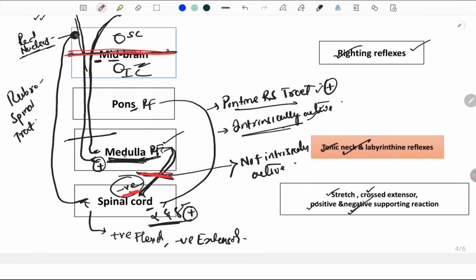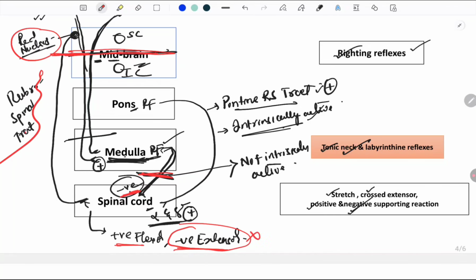Secondly, the lesion is also interrupting which tract? The rubrospinal tract. And what did the rubrospinal tract do? It facilitated the flexor muscles and it inhibited the extensor muscles. So when it is damaged, what is going to happen? The inhibitory influence on the extensor muscles is also lost.